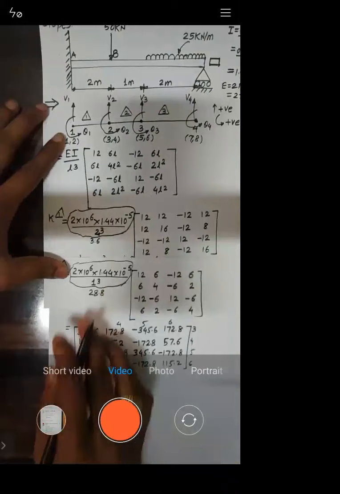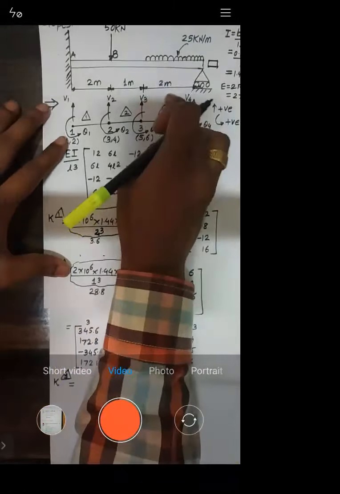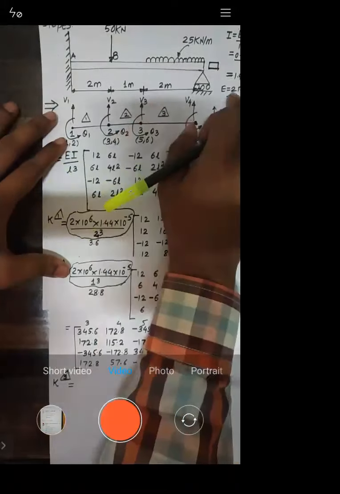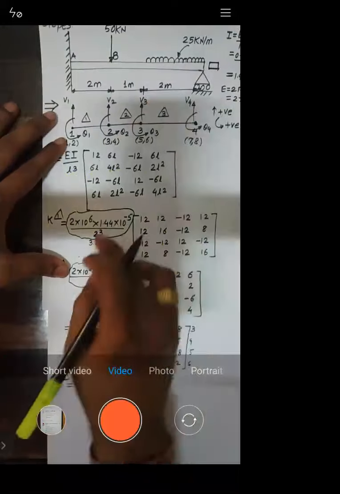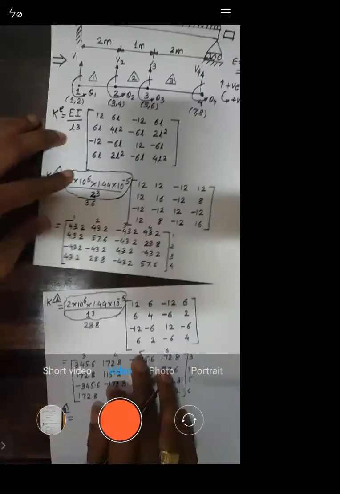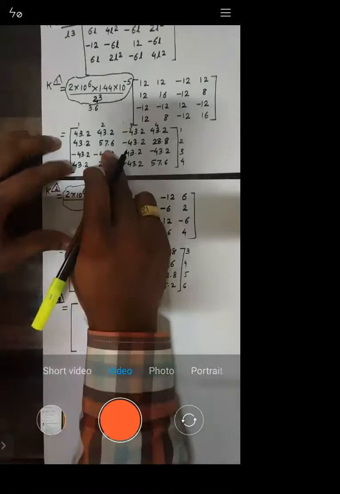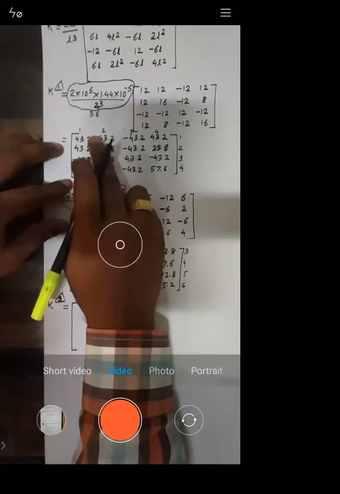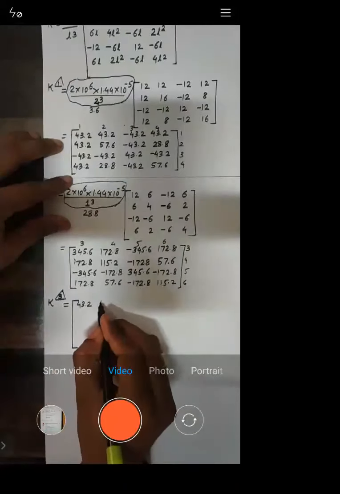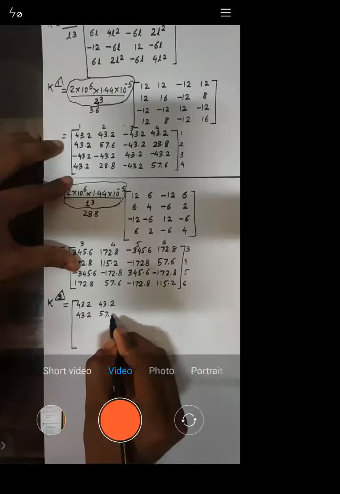See, the stiffness matrix of element number 3, it is of the same length as element number 1. E is the same, I is the same, and L is the same. So I will just copy the same matrix which is of element number 1. So this is 43.2, this is 43.2, 43.2, 57.6.